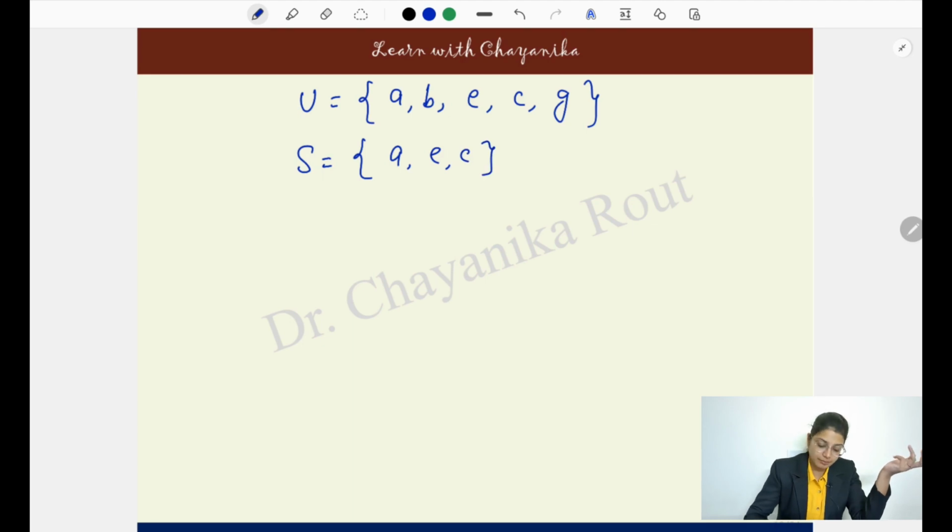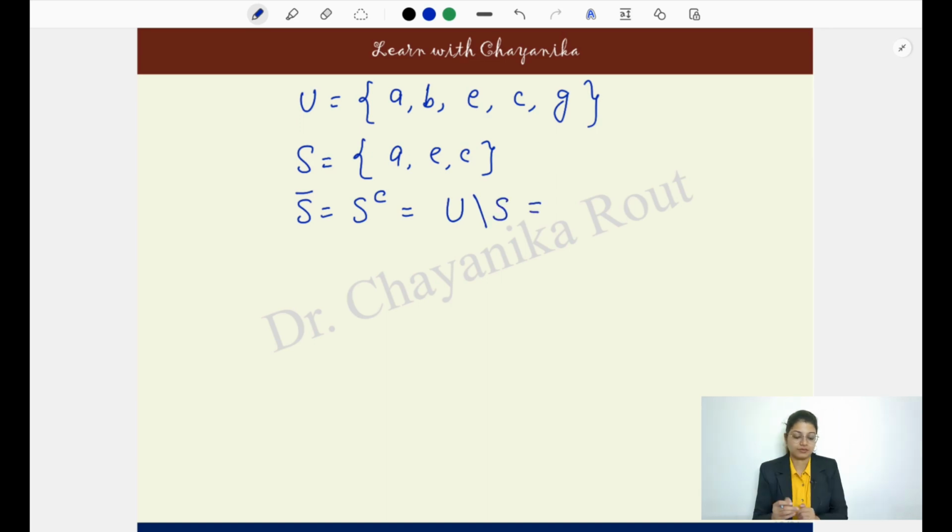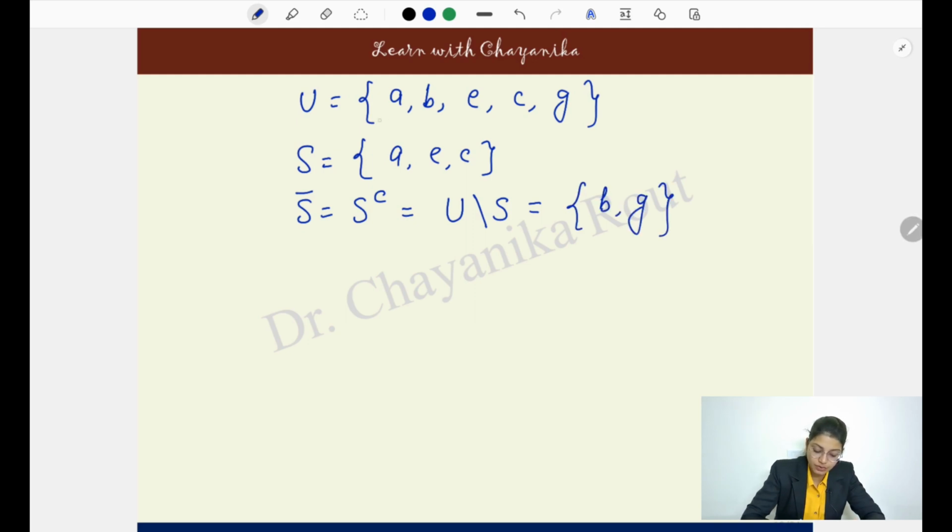Then what is the complement of the set S? S complement is basically the universal set minus the set S. So basically S complement is the set of all those elements of the universal set which are not present in S. So S complement contains B and G, the elements which were present in the universal set but not present in S. So that is what the complement of a set is.